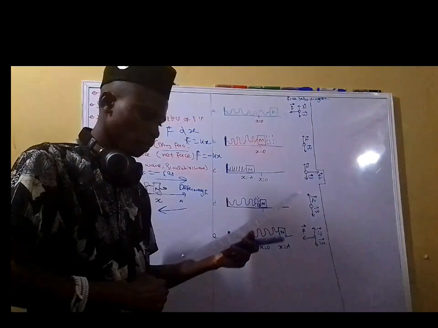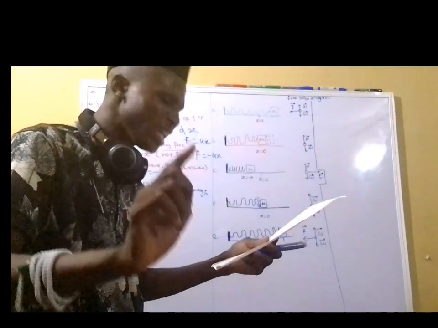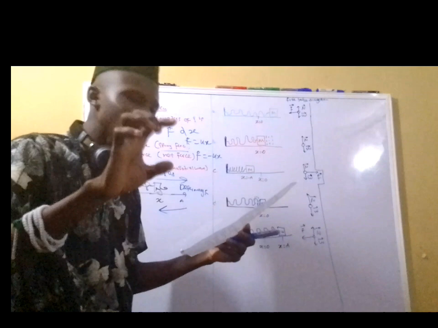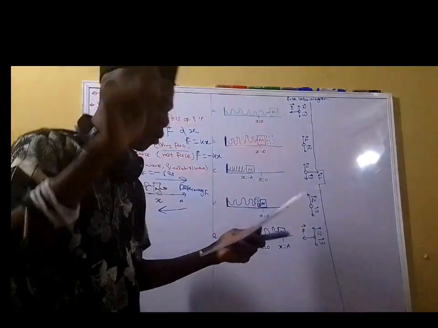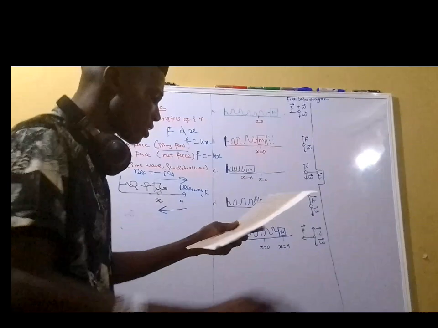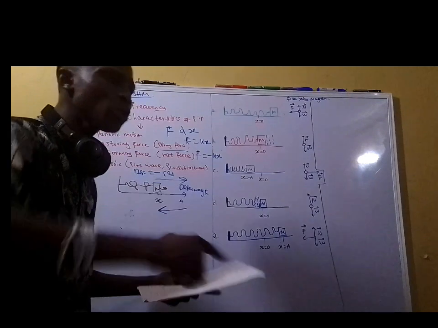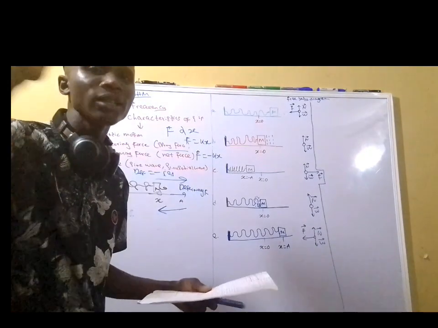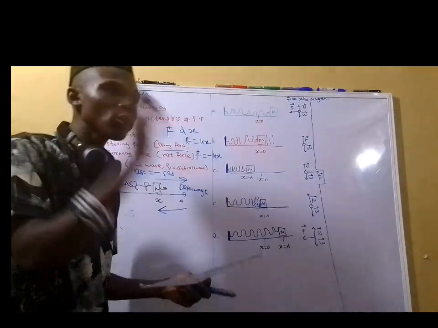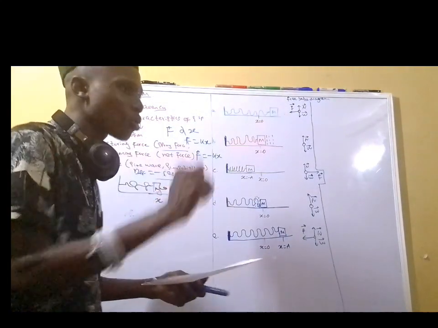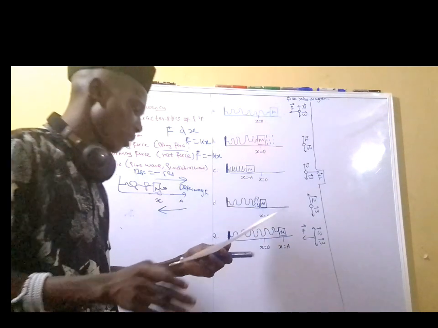Then it says that it continues indefinitely if there is no friction or any other dissipation of energy. That means if it is in free space, it continues like that indefinitely if there is nothing to slow it down or any damping to control anything there. Are you getting what I'm saying?